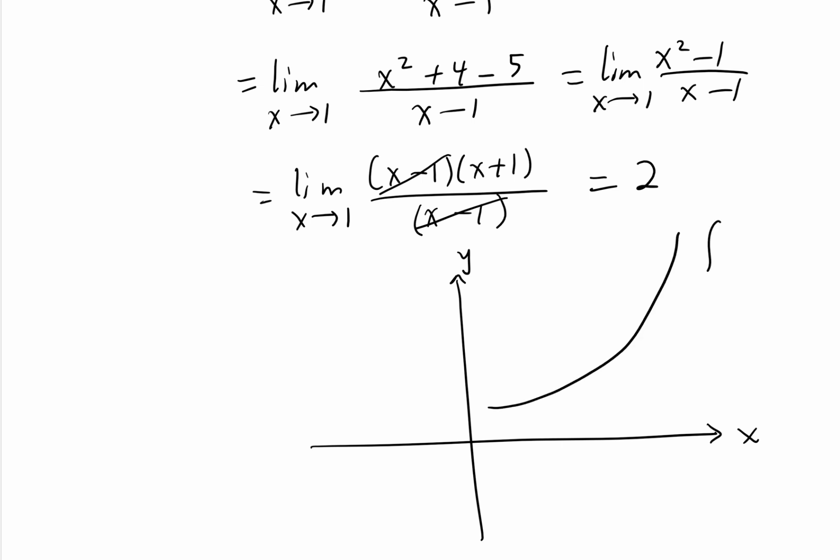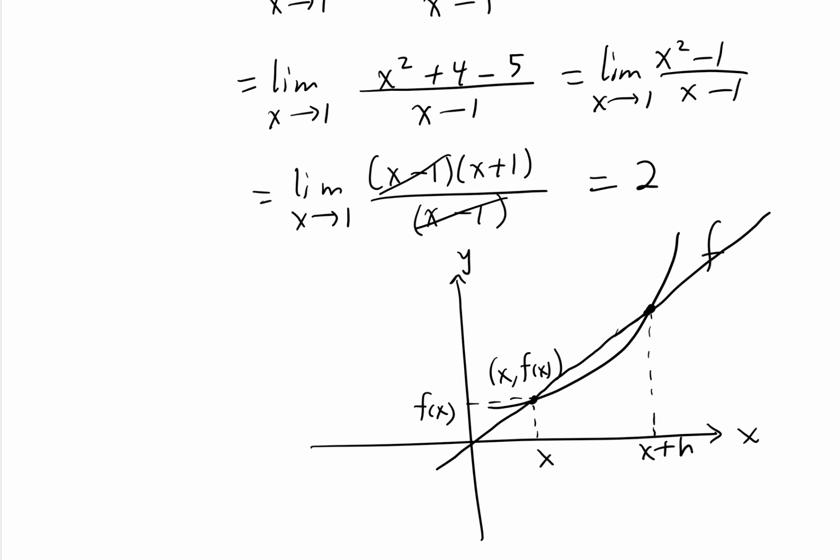Let me draw the function again one more time. Pick a point here, x and f of x. And pick another point here. I'm going to move an h distance, so x plus h. This means this point has coordinates x plus h comma f of x plus h.